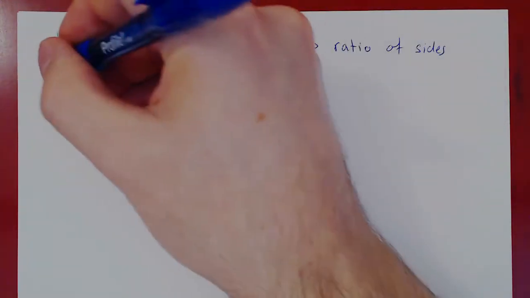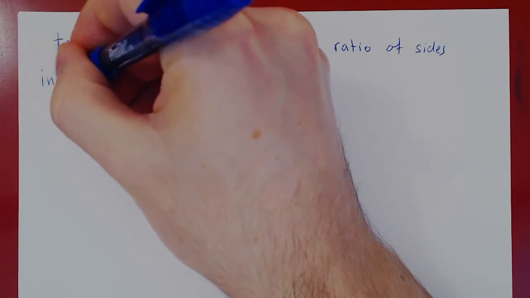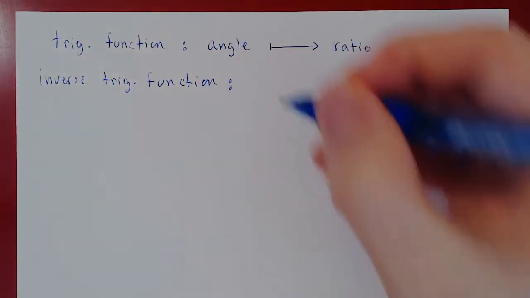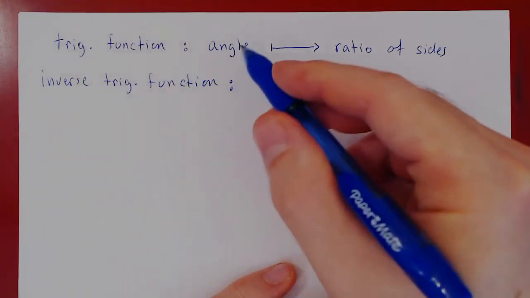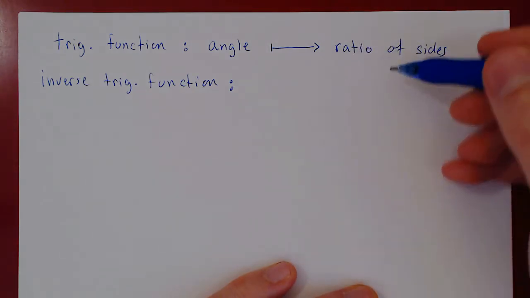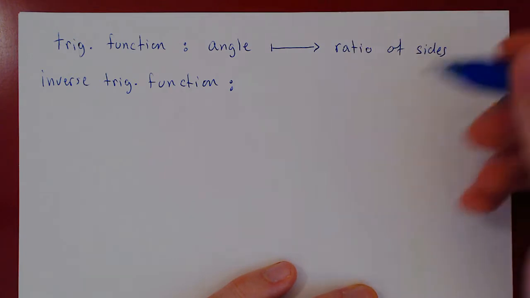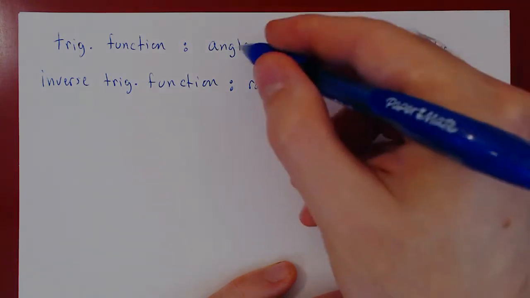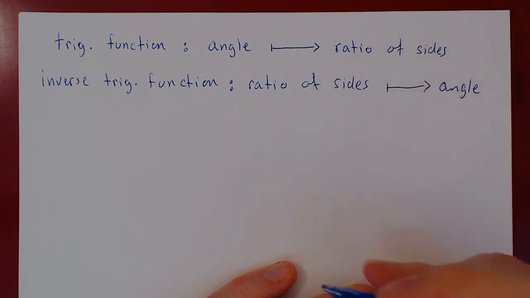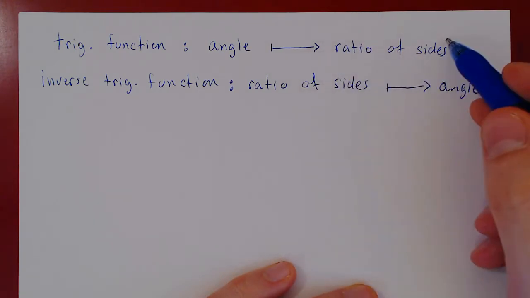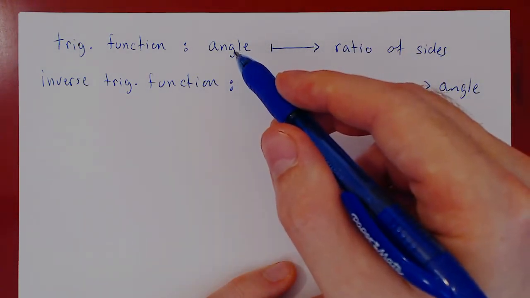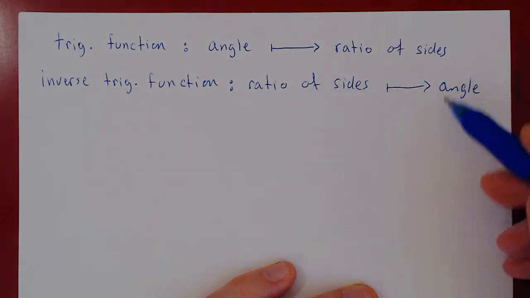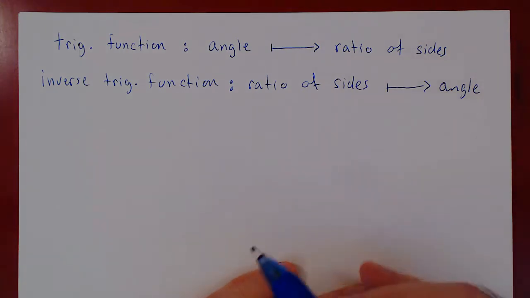So of course the inverse trig function does the opposite, right? So if a trigonometric function takes an angle as its argument and returns a ratio of sides, the inverse function will do the opposite. It will take a ratio of sides and it will return an angle. So whenever you have the sine of something, that will be a ratio of sides, or any other trig function. So a trigonometric function of an angle gives you a ratio of sides, and an inverse trigonometric function will take a ratio of sides and give you an angle. And with this idea in mind, we can proceed.